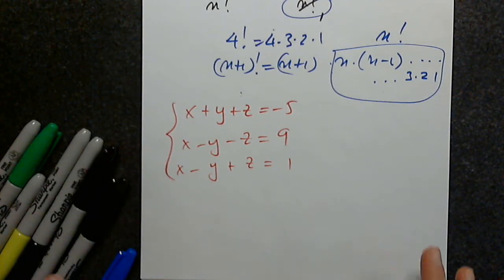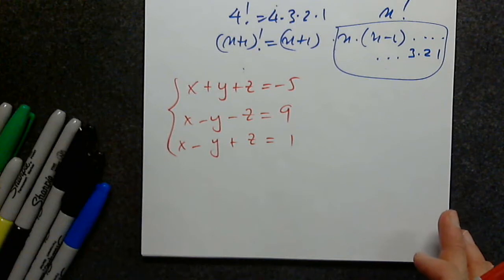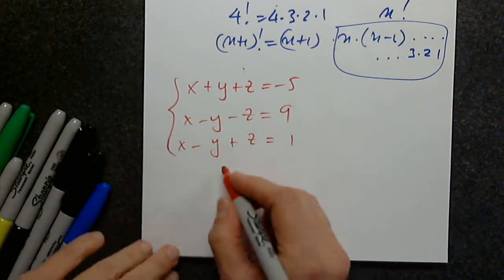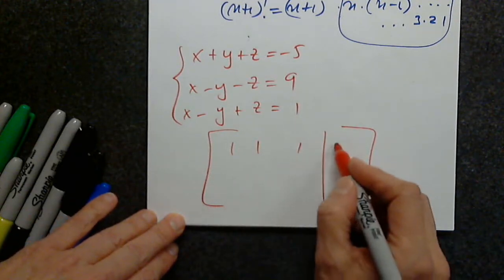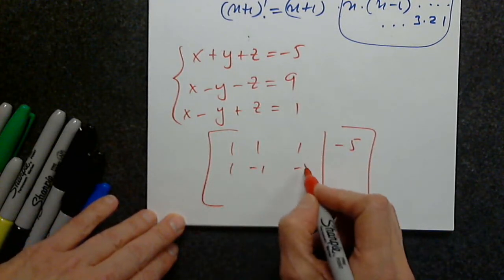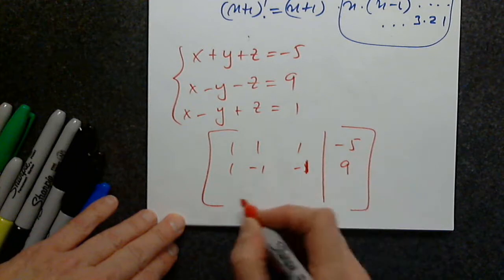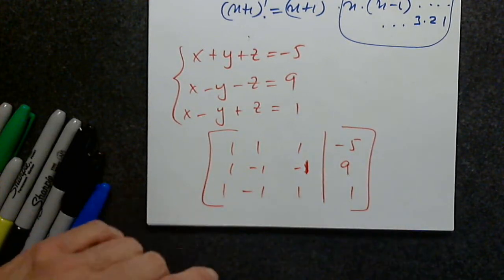Perfect. So is this system presented in the correct order? Yes. Okay, so then I can already write the augmented matrix, which is 1, 1, 1, -5; 1, -1, -1, 9; 1, -1, 1, 1.